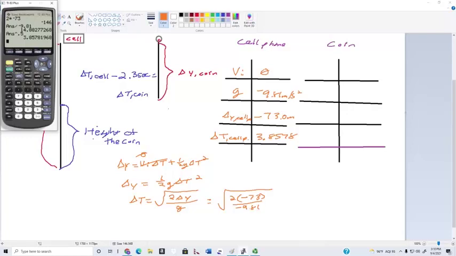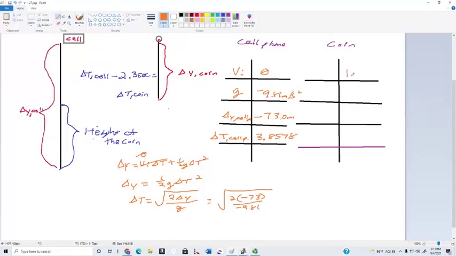So we're going to subtract 2.3 from that, and that gives us 1.558. I'll go with four digits. So 1.558 seconds is my delta t of the coin.